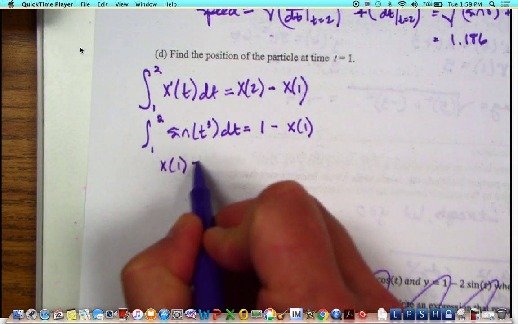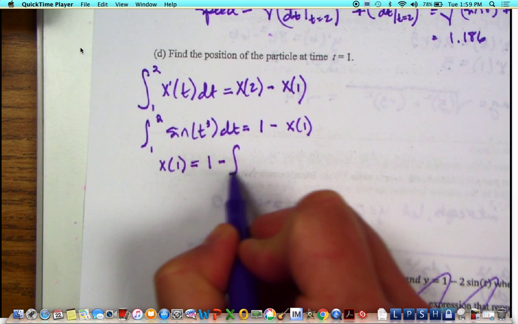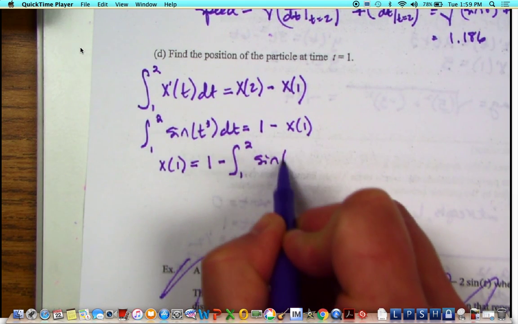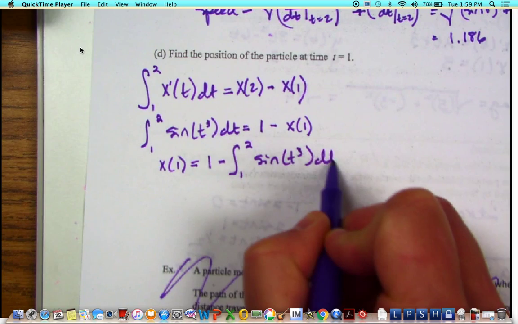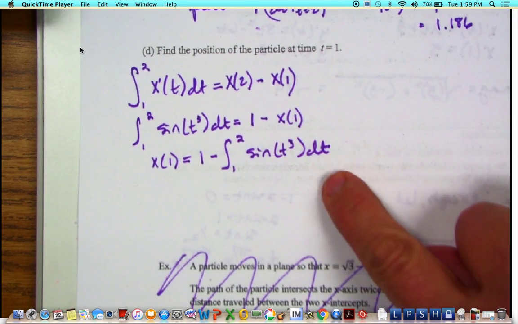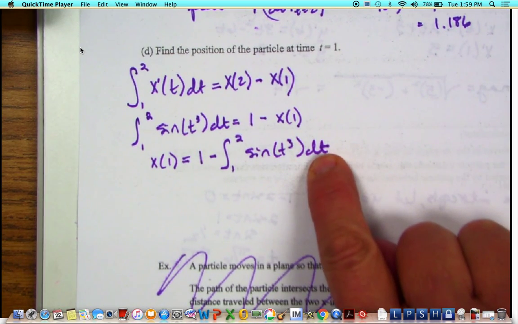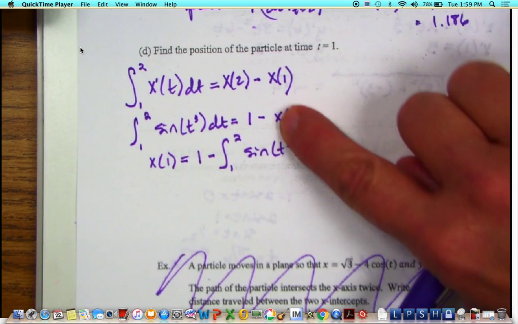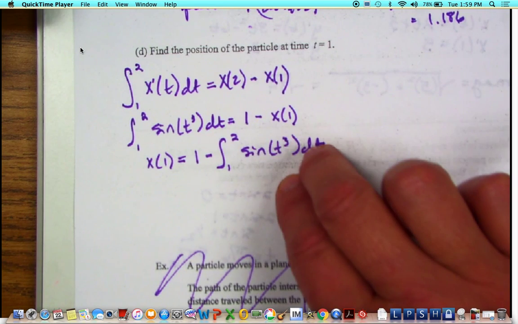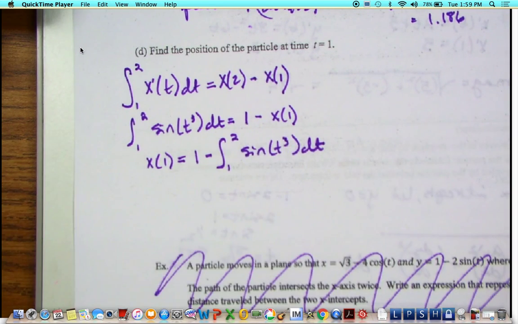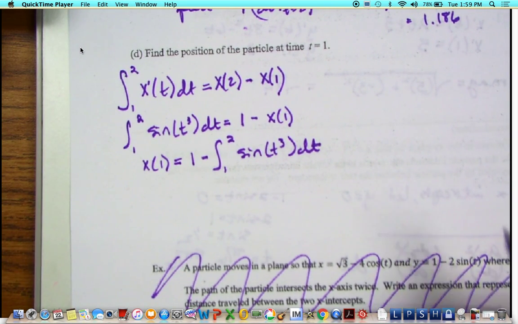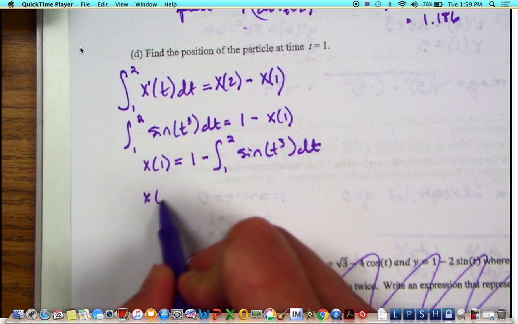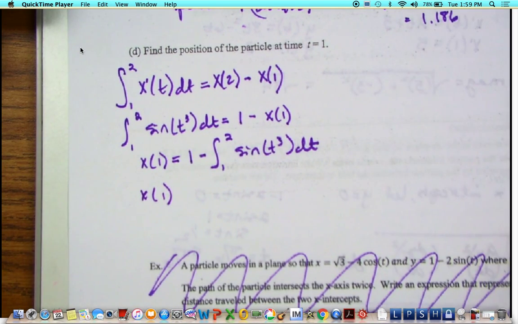X of 1 will be equal to 1 minus the integral from 1 to 2 of sine of t cubed dt. Some of you might have been able to go directly to this step without thinking through the fundamental theorem, but I want to show you guys that maybe couldn't, that that's what's happening. What's the answer? You have to have a calculator. I got 0.782.